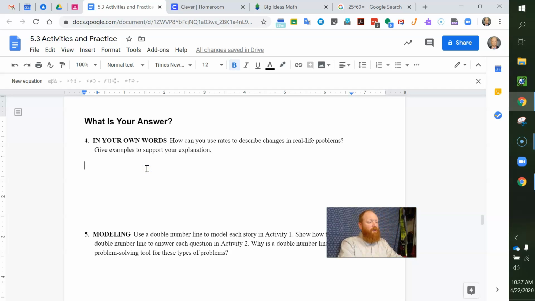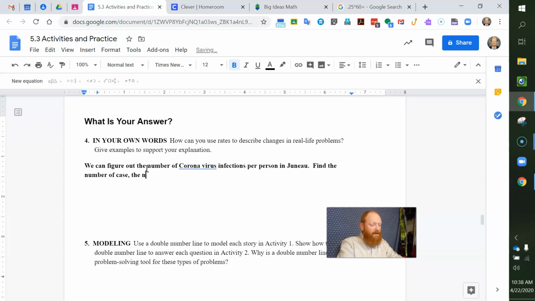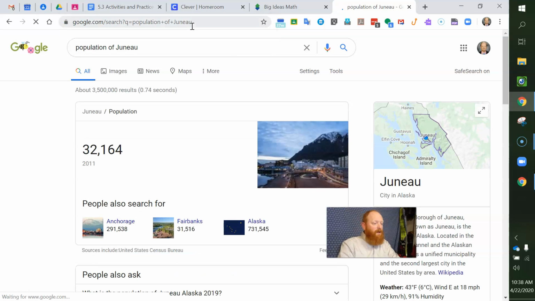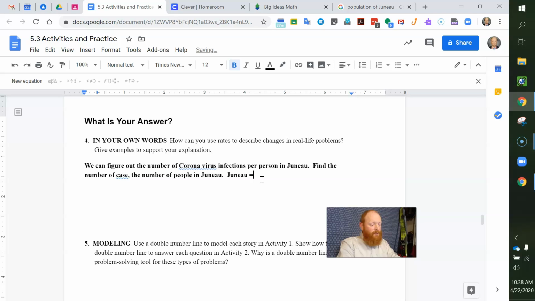Well, here's a good one. We can figure out the number of coronavirus infections per person in Juneau. Okay? To do that, we would say find the number of cases and the number of people in Juneau. So for example, let's go over here. Let's say population of Juneau. I'm going to round down and I'm going to say 32,000. So rounding down, I'm going to say Juneau equals 32,000.